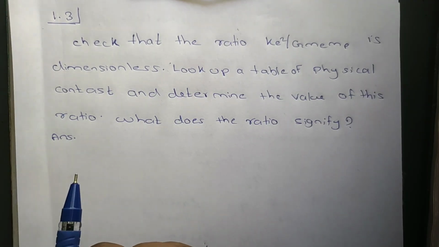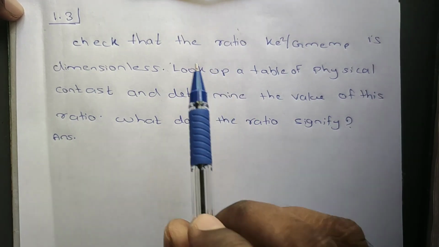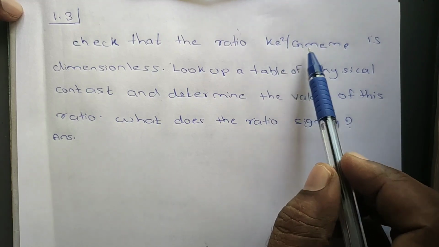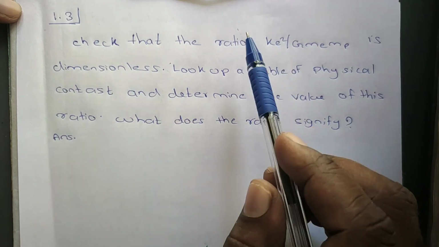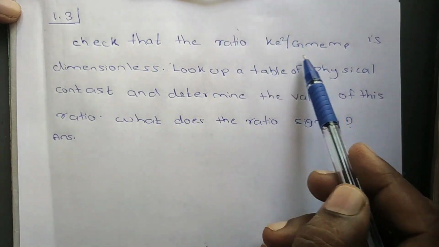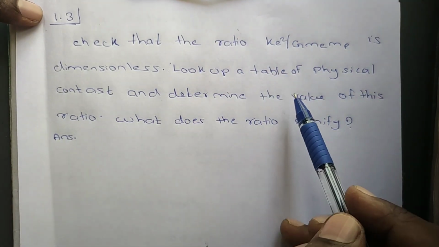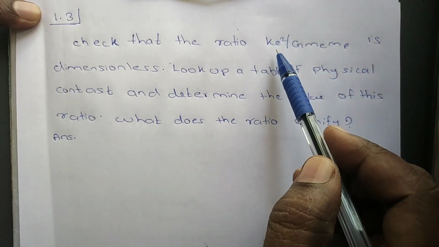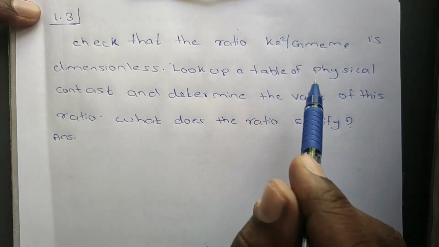So first we have to know the meaning of the question. This question has three sections. In the first section, they are asking us to check whether the ratio, that is ke square divided by G Me Mp, is dimensionless. Does this quantity have a dimension or not? We have to check it. In the second part, they are asking what the value of this is. And the third part, what this ratio signifies.